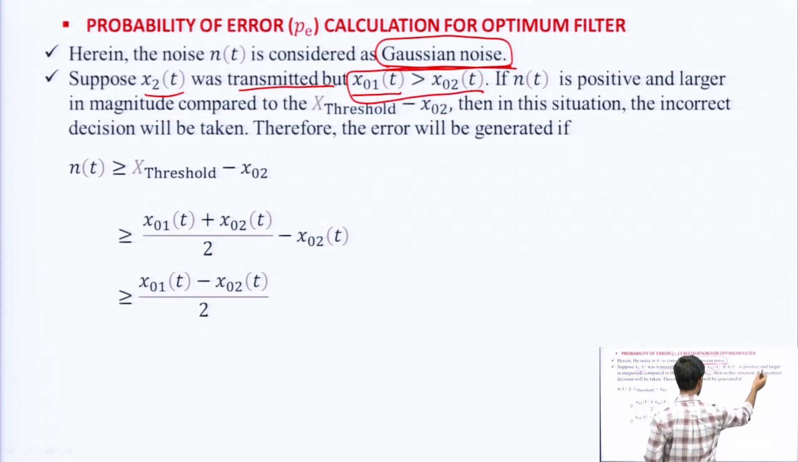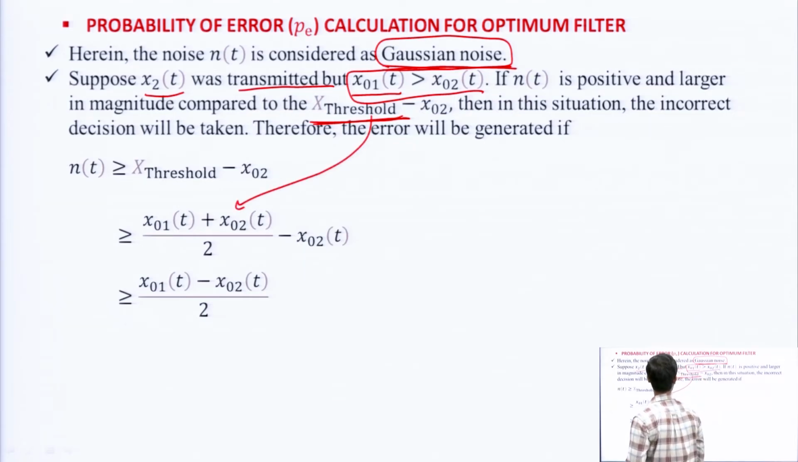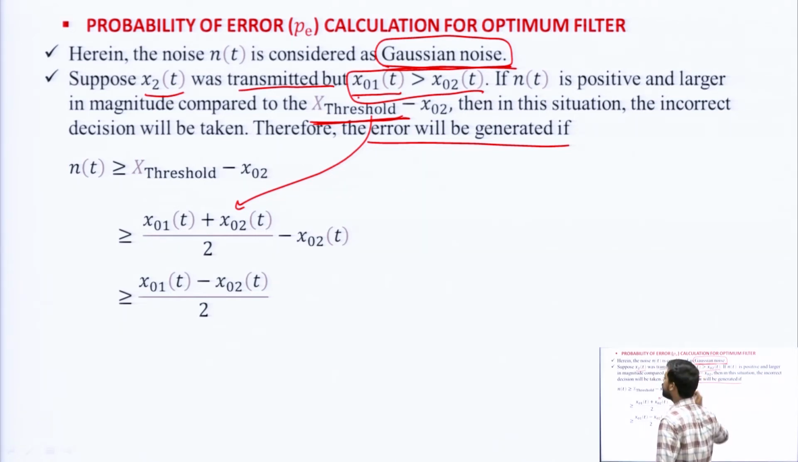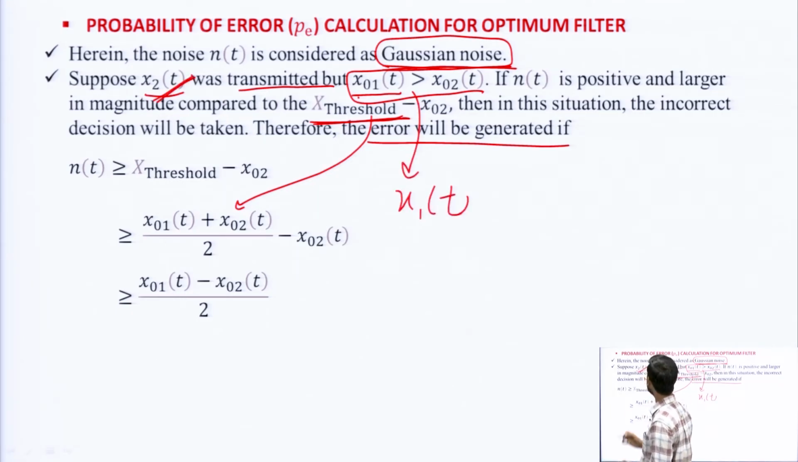So, if n(t) is positive and larger in magnitude than the threshold, x threshold minus x naught 2 of t, then in this situation an incorrect decision will be taken, and therefore an error will be generated. Again, suppose x2(t) was transmitted, but at the receiver x naught 1 of t is greater than x naught 2 of t, then it will select x1(t).